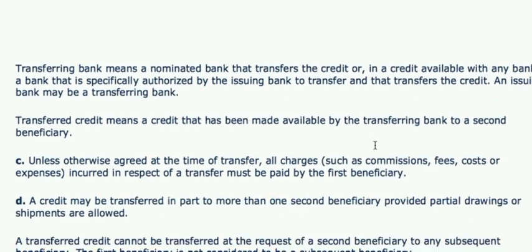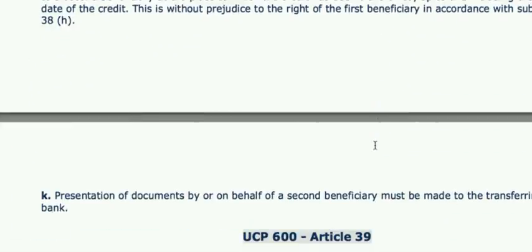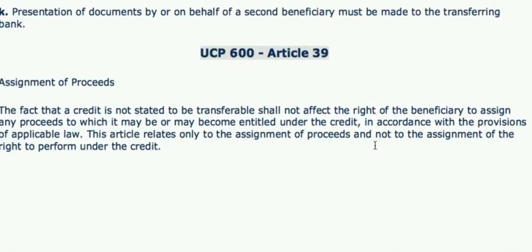And then coming to the last point, it is Article 39. It speaks about the assignment of proceeds. A beneficiary cannot assign the proceeds to anybody else unless it has been specifically mentioned in the documentary credit. So this is all about UCP.